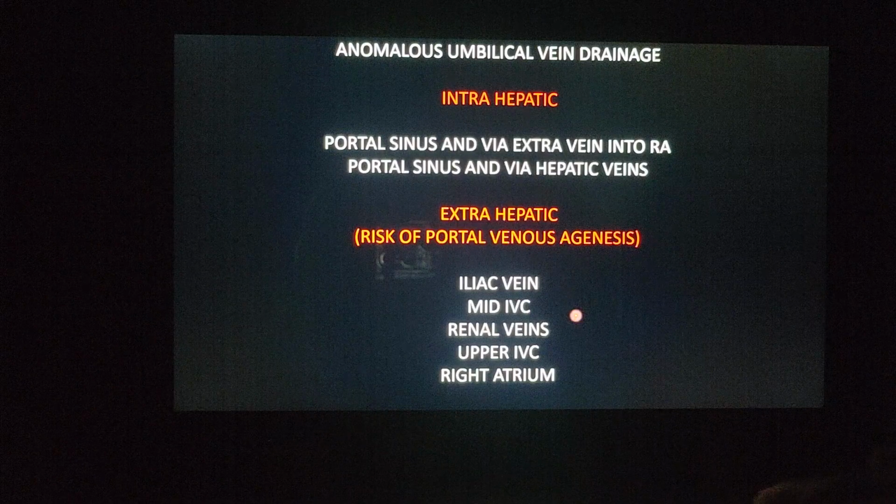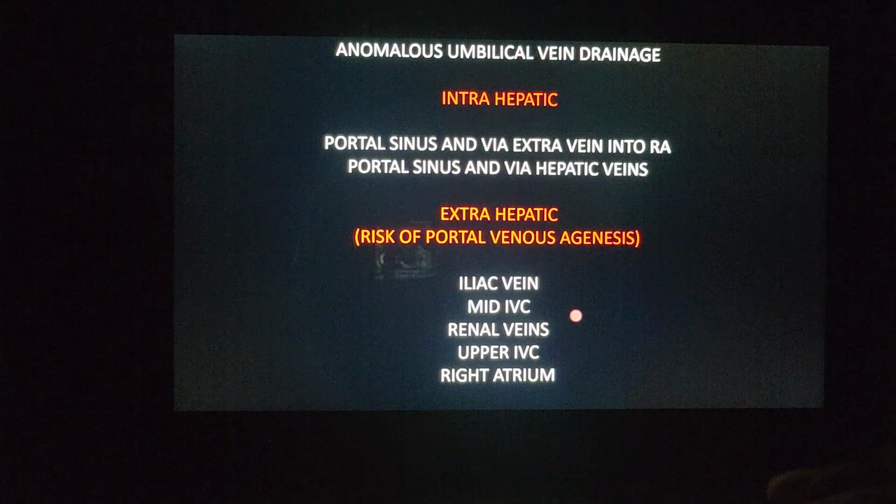In the extrahepatic shunt, it drains directly into the extrahepatic veins. In the intrahepatic systemic shunt, it can go into portal sinus, and from portal sinus there is a shunt from portal vein to hepatic vein or portal vein to IVC or right atrium.